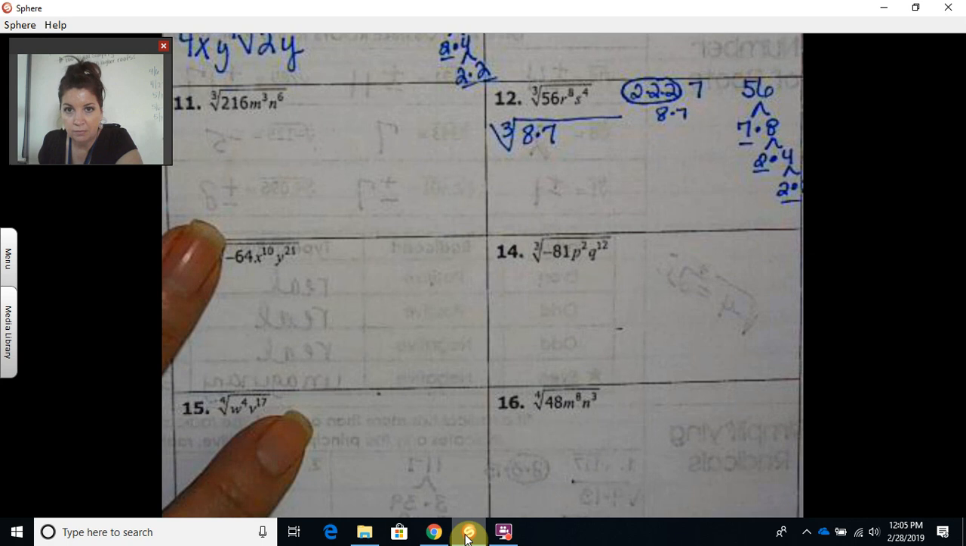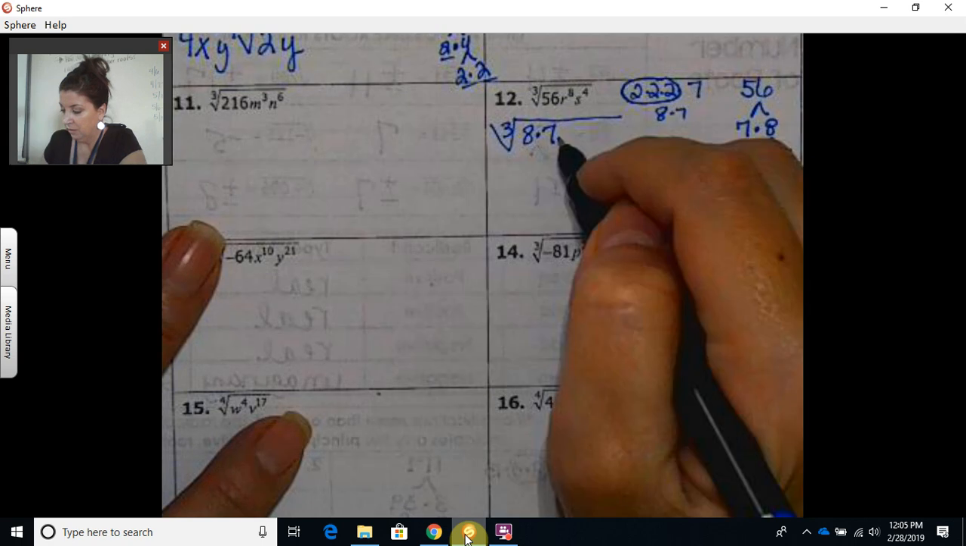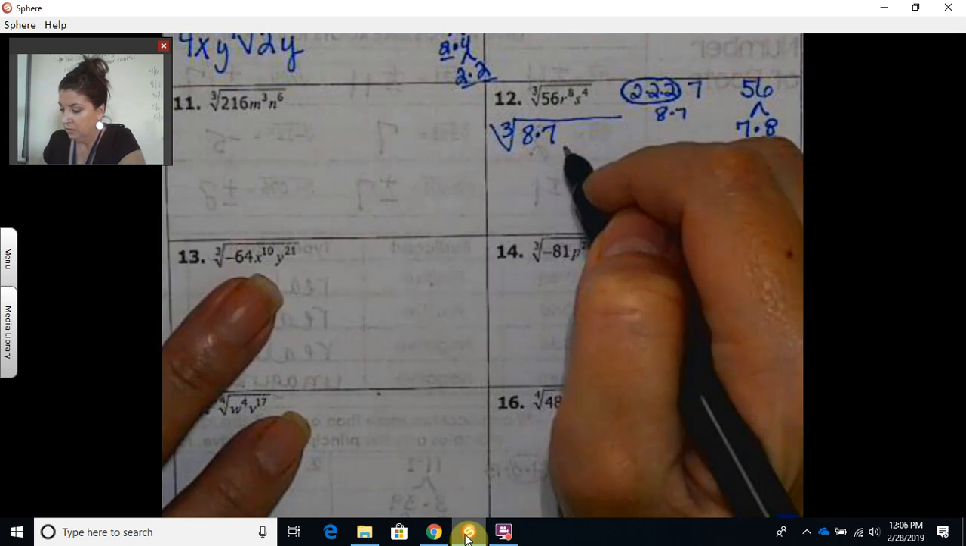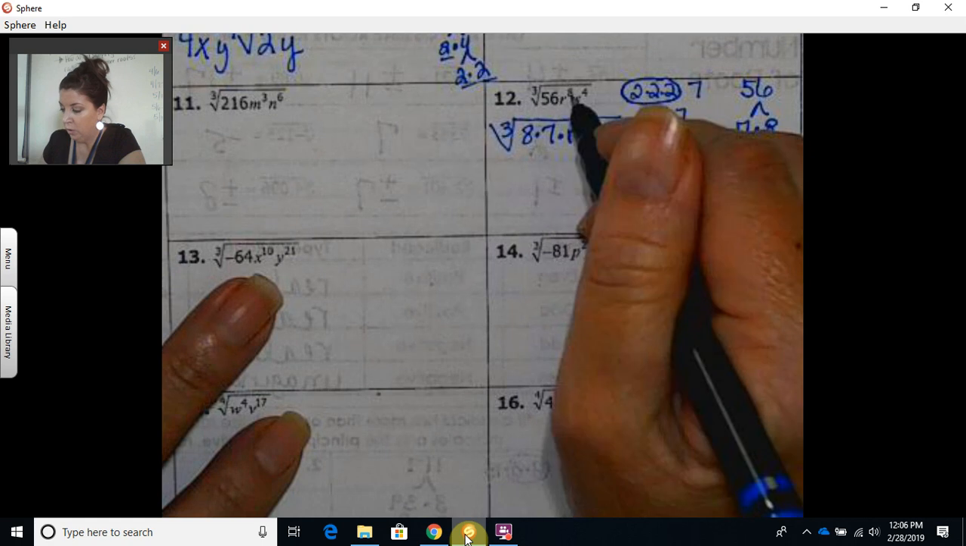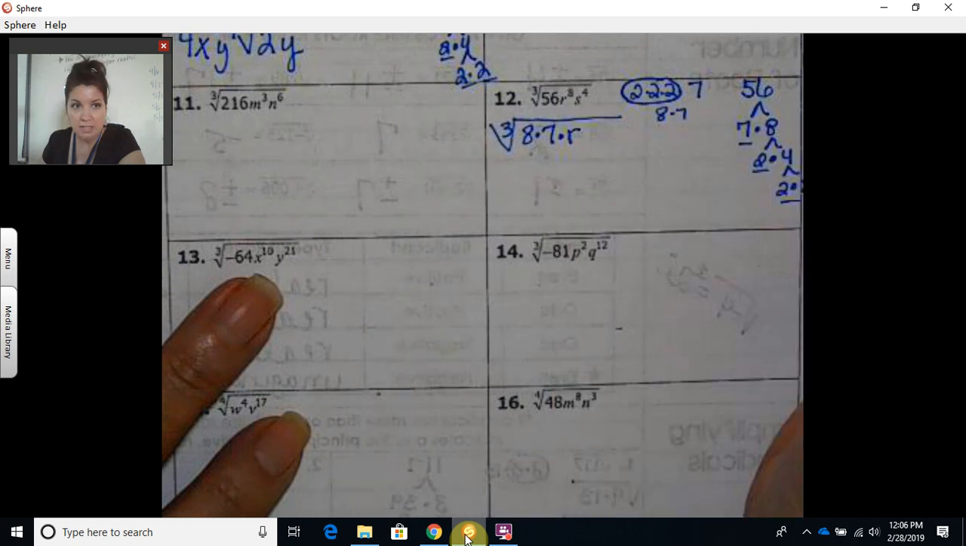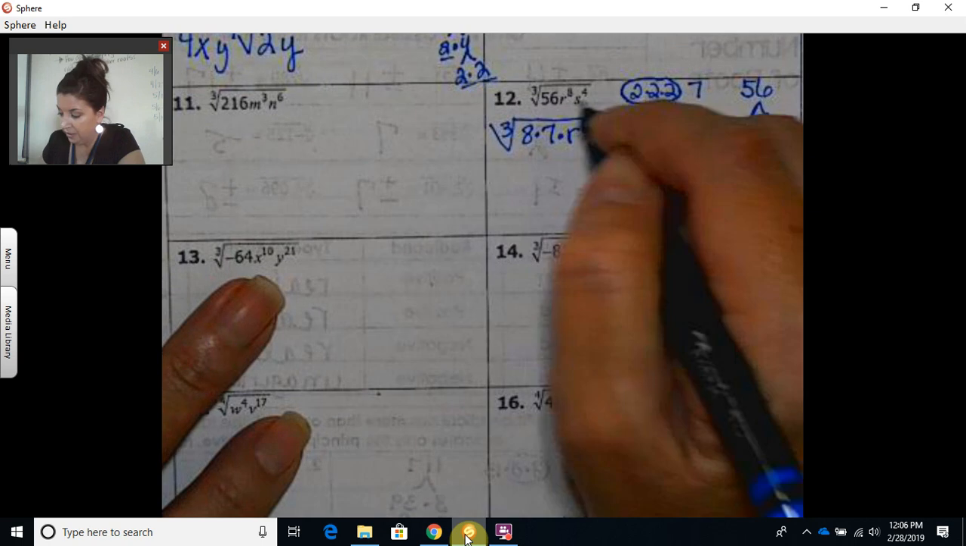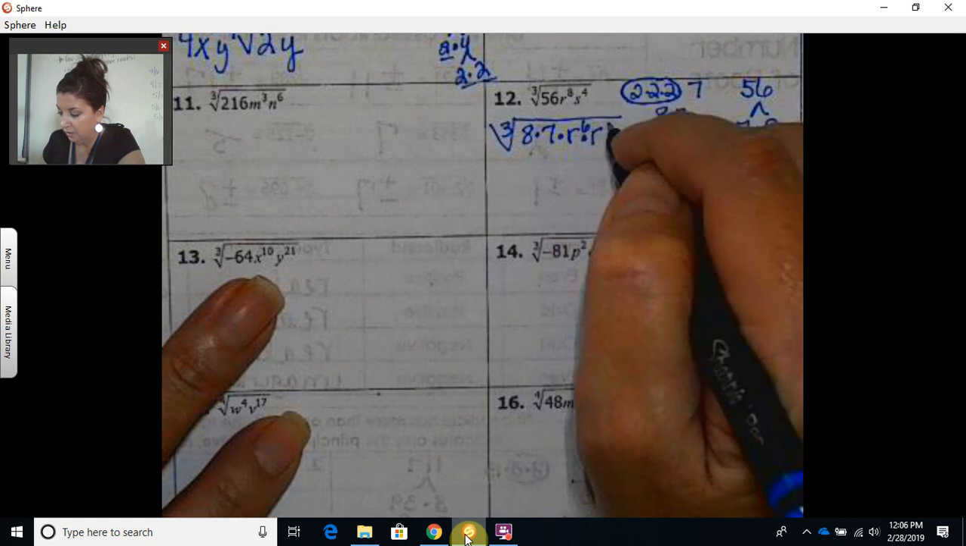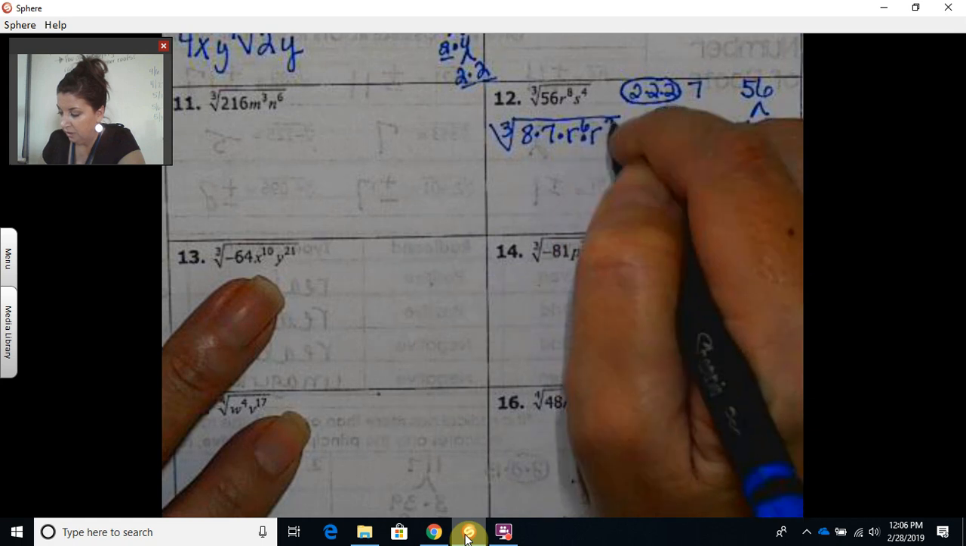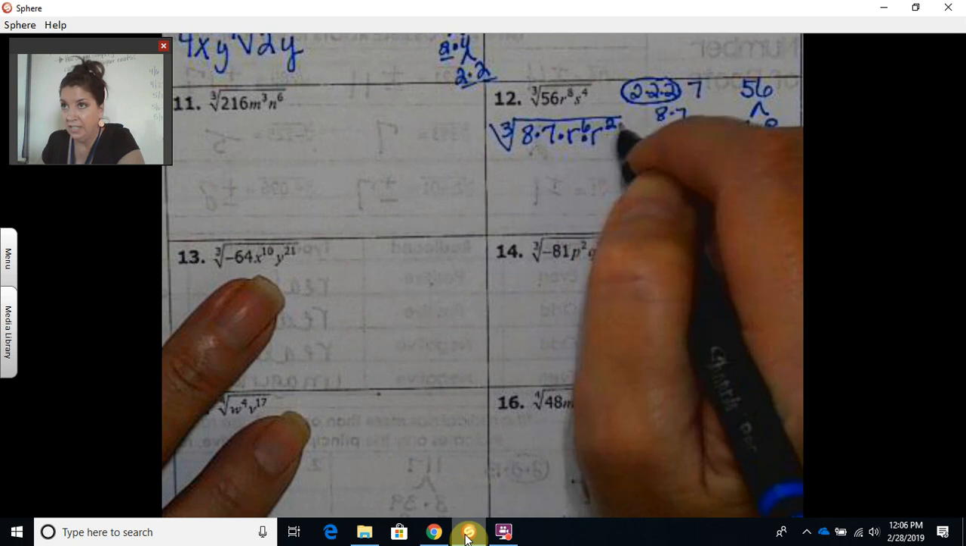Well, it's not, but it has a perfect cube factor. What do you think its perfect cube factor is? R to the what? No. R to the, what number lower than 8 would divide by 3 evenly? 6. So I could replace r to the 8th with r to the 6th times r to the what? 2. R to the 6th times r squared is r to the 8th, right?